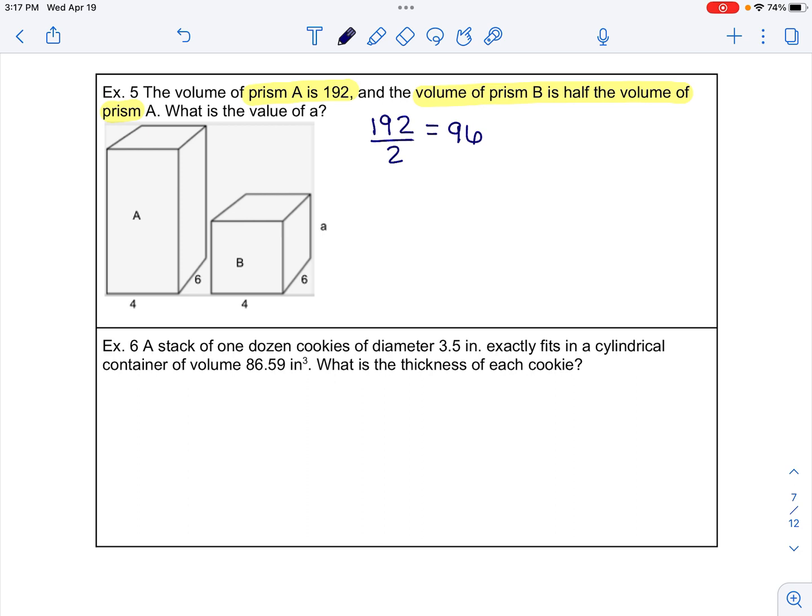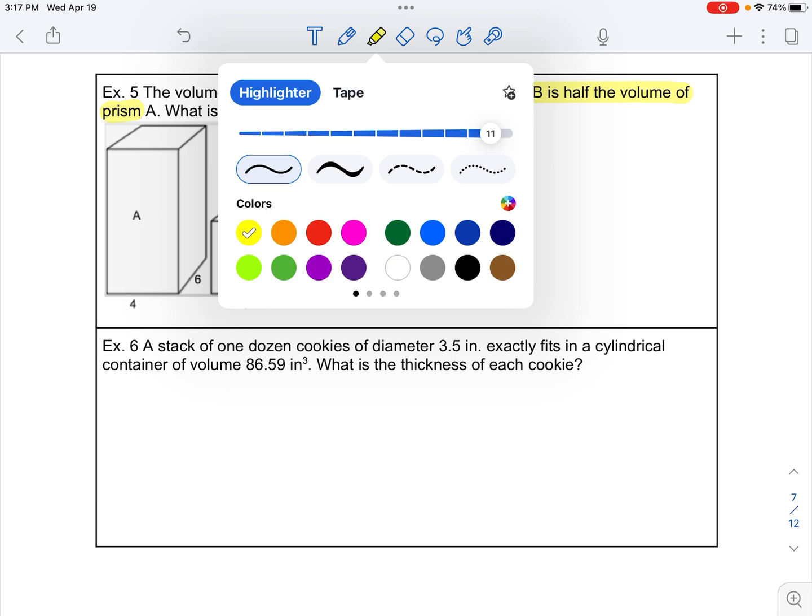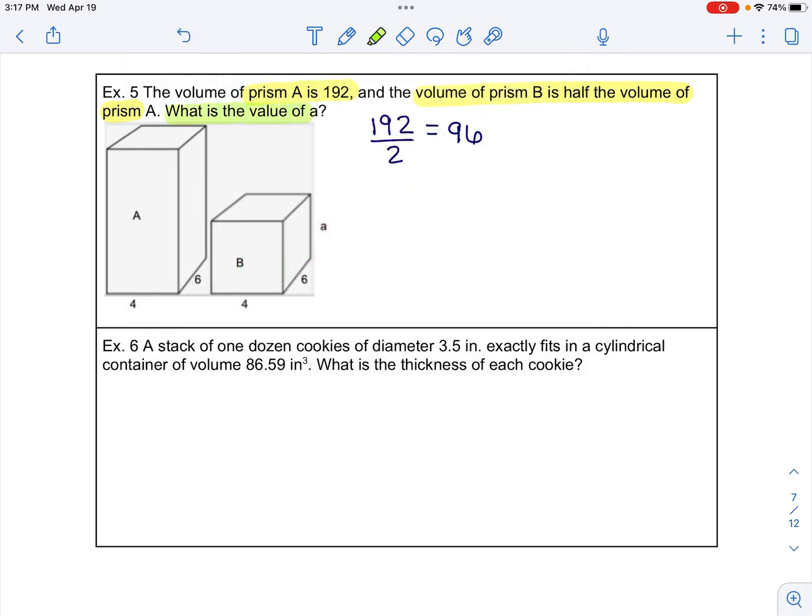Okay, what is the value of A? They're wanting us then to use that information to find, the question says, what is the value of A? We know to find volume, we would do length times width times height for this kind. So our volume is 96 equals, our length times width is 4 times 6, and then we have the height over here is just A. I don't know what that is.